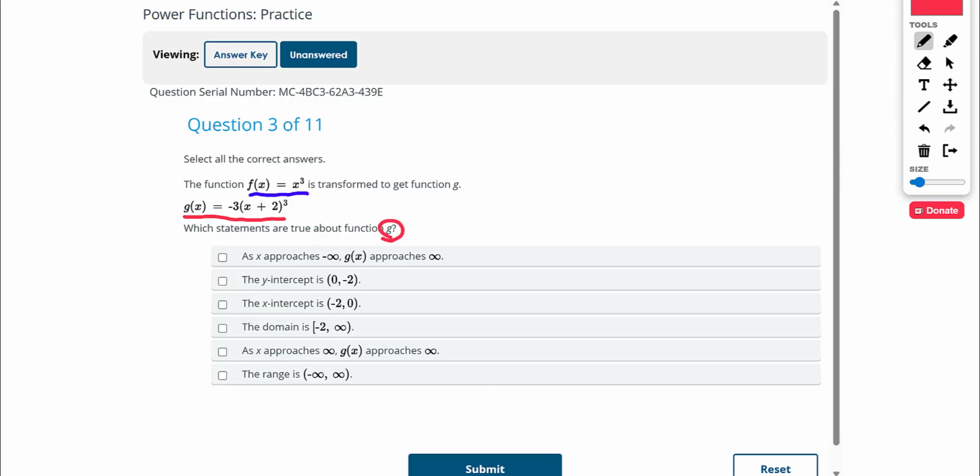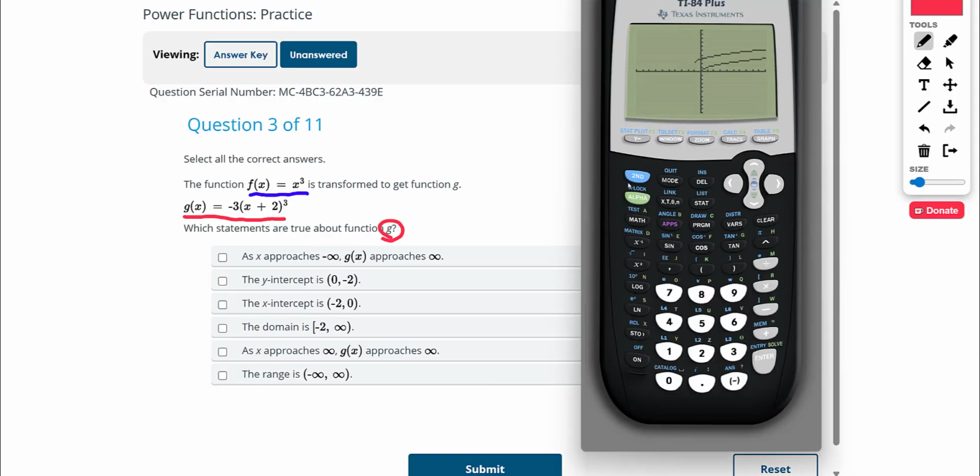So we're really only looking at function g to answer these questions, but it's always helpful, I think, to type in the original parent function just to get an idea of how we've shifted. So I'm going to type in y equals x to the third and look at the graph real quickly and see, okay, it goes through the origin. It flattens out right here at the point 0, 0.